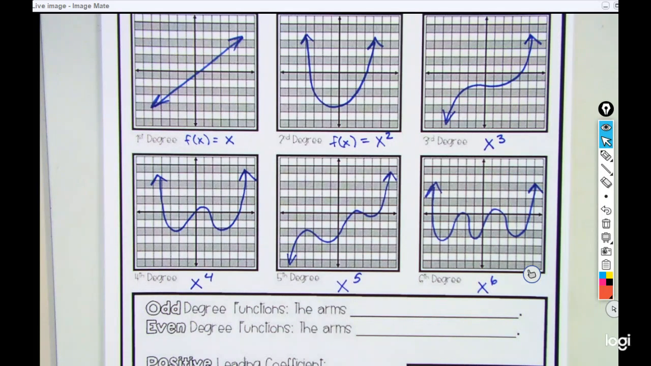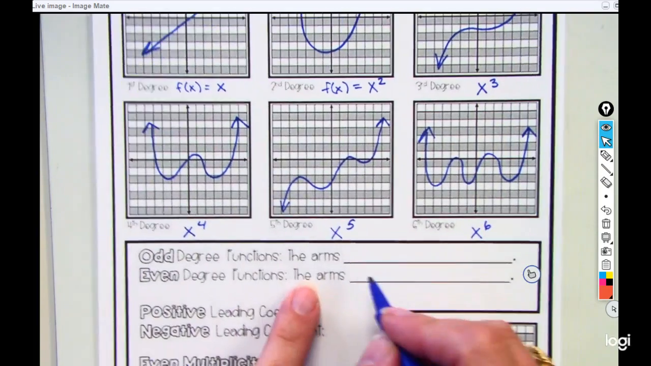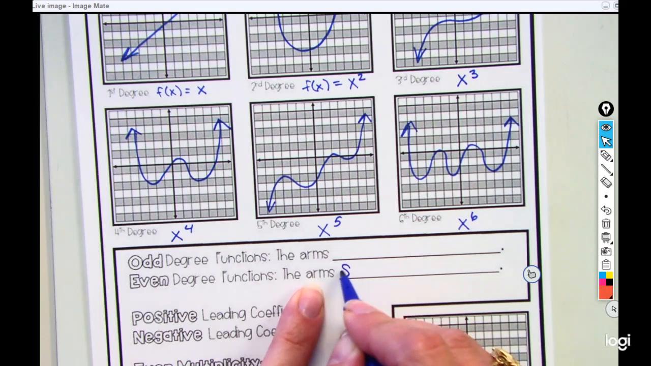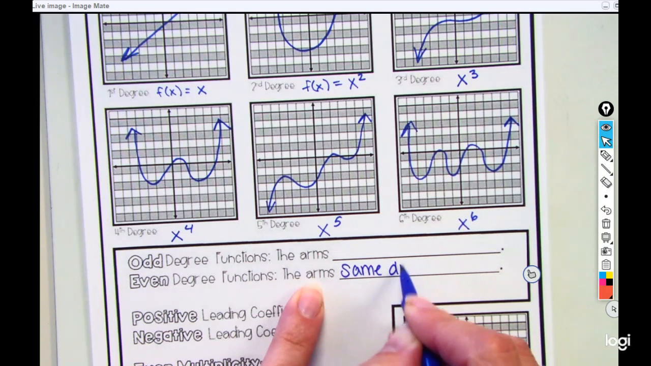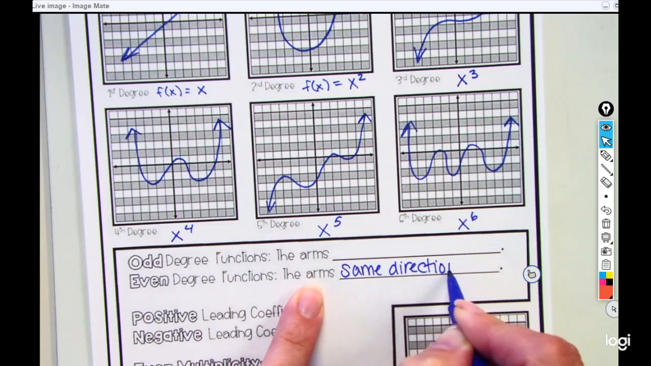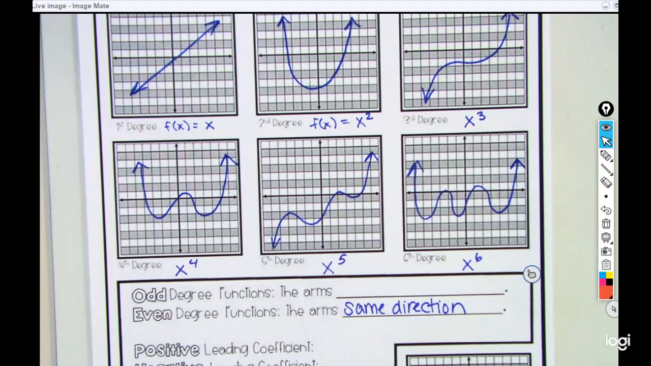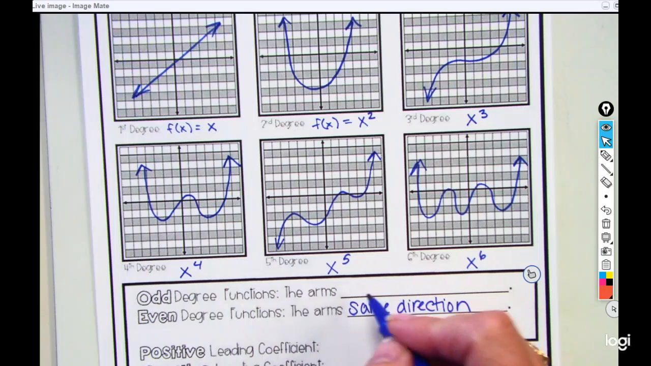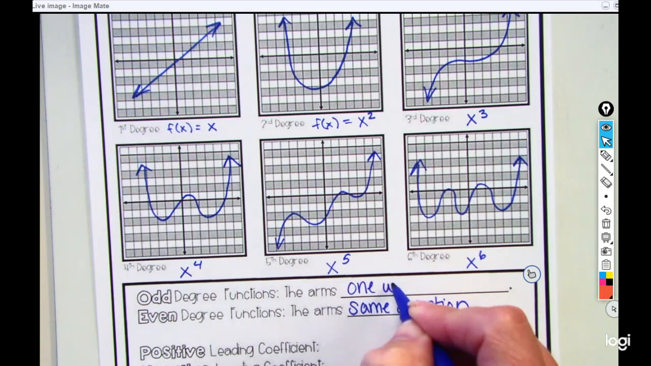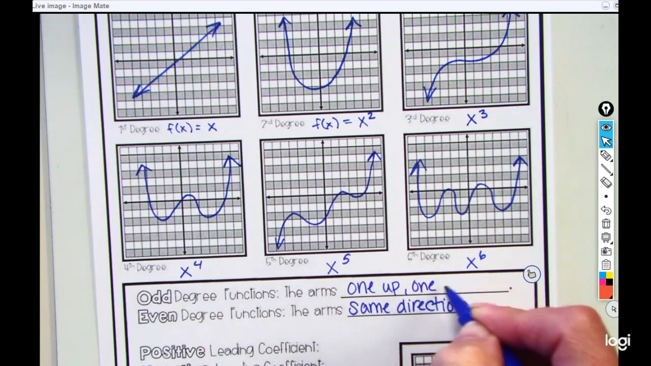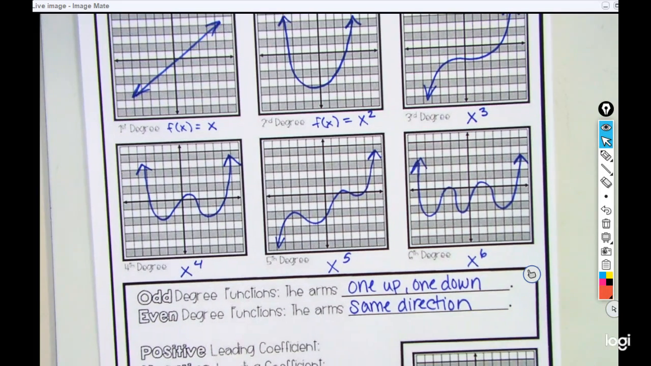What do you notice about all of the even degree functions? They end up just going up. The arms are going in the same direction, right? Okay, so I can put that here. The arms are in the same direction. So what do you notice about the odd degree? Opposite direction, one up, one down, however you want to say that, right? I'm going to put one up, one down, just to be different.